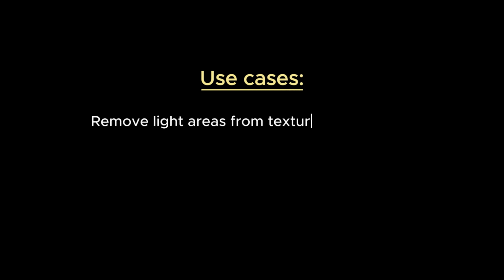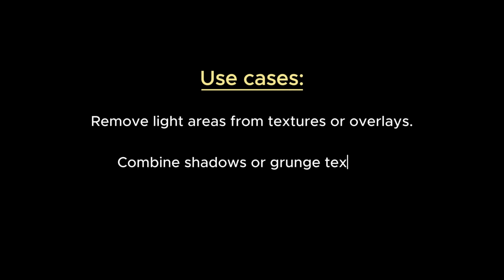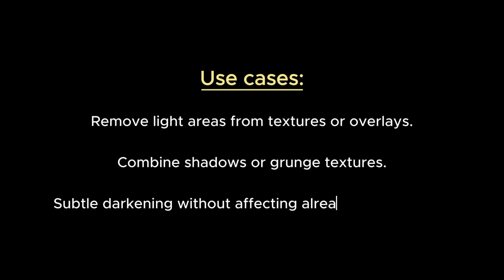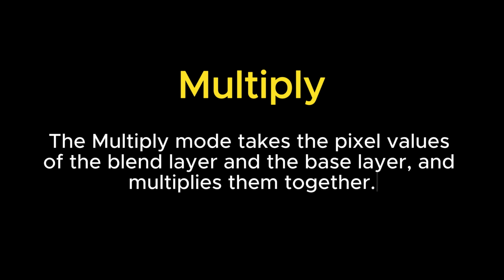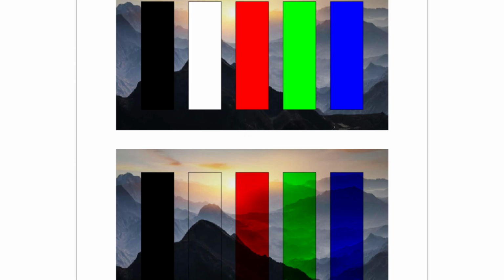Darken is useful when you want to remove light areas from an overlay, blend shadows, or add grunge textures without affecting already dark regions. The multiply mode takes the pixel values of the blend layer and the base layer and multiplies them together. The formula is result equals base multiplied by blend, calculated on a scale from 0 to 1. The effect is always equal to or darker than the original.